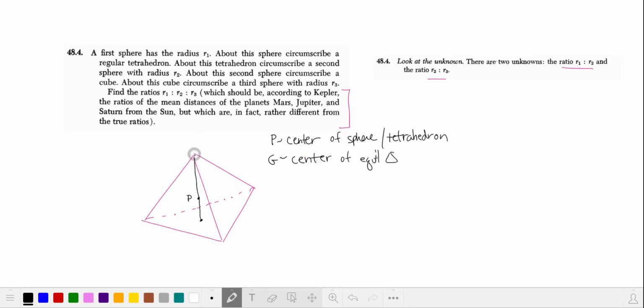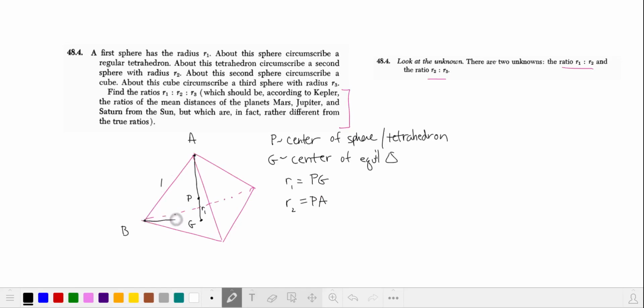In a regular tetrahedron, this vertex A up here is going to be collinear with P and G down here, just from the symmetry of the regular tetrahedron. So this distance from P to G is going to be the radius of our inscribed circle. If we think about the sphere that circumscribes this tetrahedron, it's going to be tangent at all the vertices, and it's going to share a center with the sphere that's inside the tetrahedron. So R2 is going to be the distance from P to A. Because we're finding ratios, for convenience, I'm going to say that the side length of our regular tetrahedron is 1.